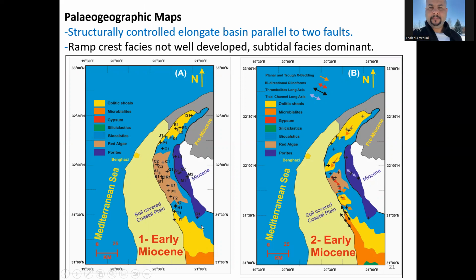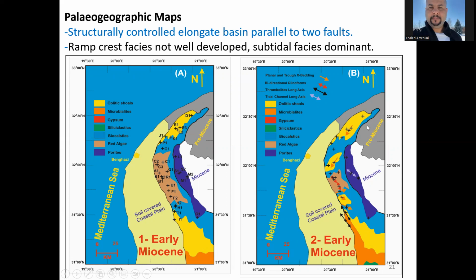And the basin in the middle here, you see blue color bioclastic, and the brownish color is the red algae, and the dark blue, this is porites, with some oolitic yellow color at the northern side and the southern side of the basin, and some microbial at the very bottom south. This is the first stage of early Miocene.